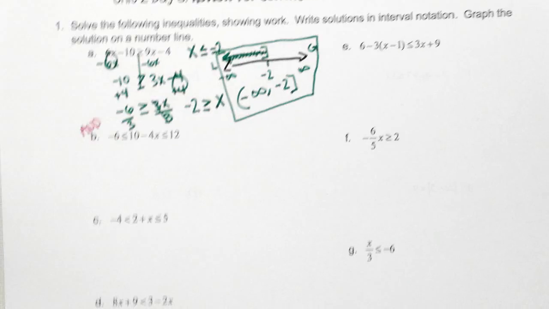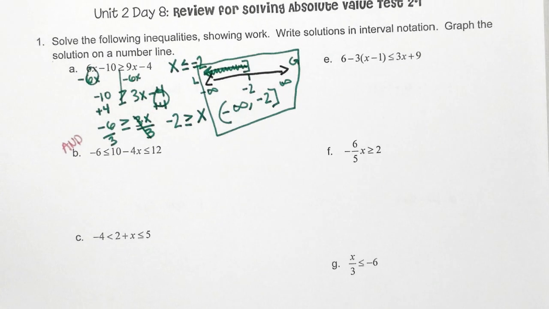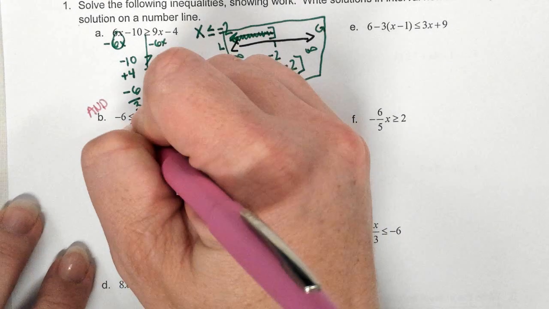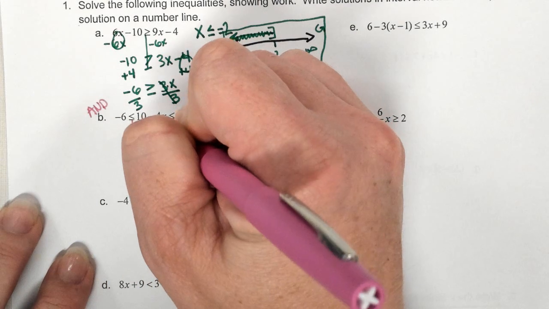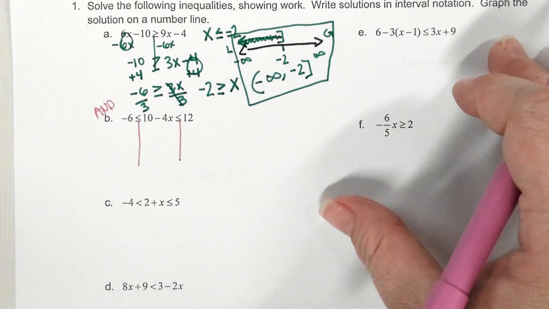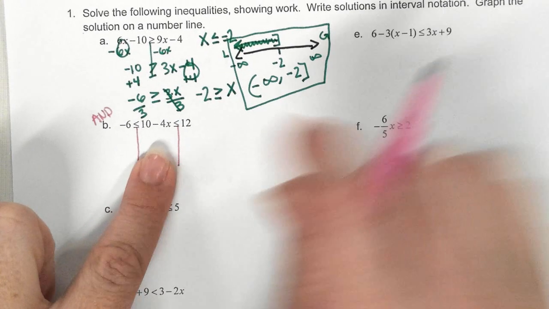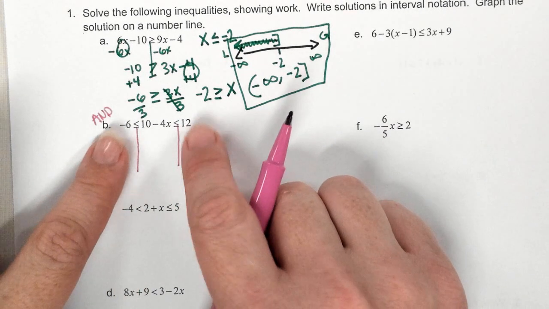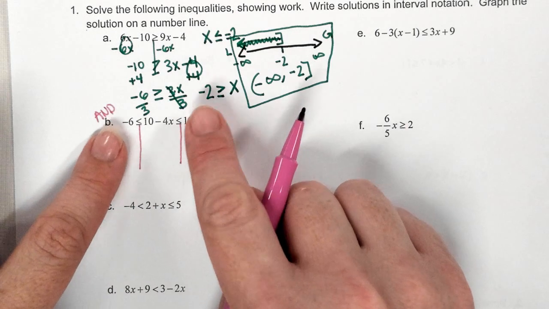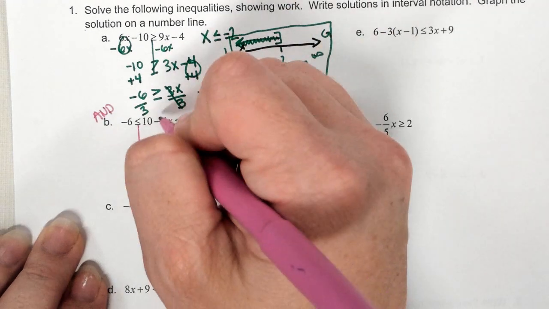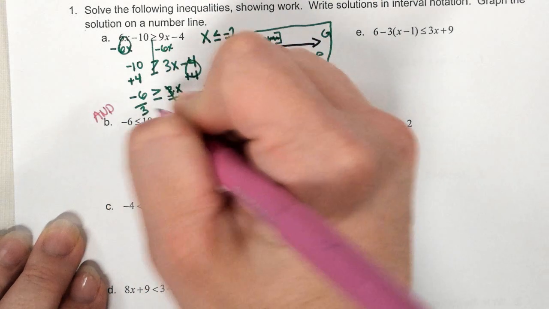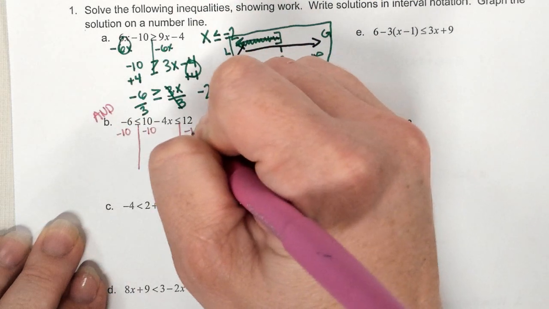Okay, so let's look at B. So this one is an and problem because it has two inequalities. When it has two inequalities, you're going to draw two lines, and you're solving for x in the middle. Don't ever move the numbers on the outside. You'll move numbers to the outside, but you're not going to move the numbers on the outside. So first things first, I need to get rid of this 10 that doesn't have an x, and it's positive, so minus 10, minus 10, minus 10.